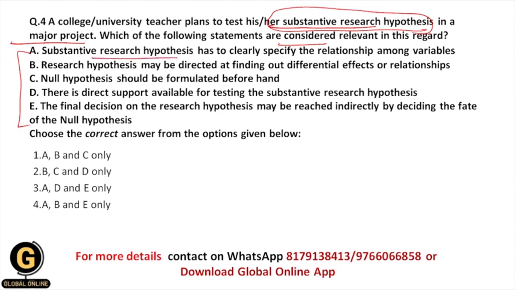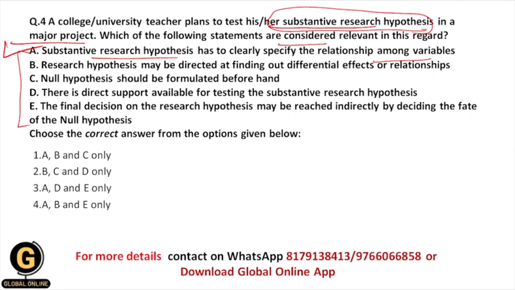Substantive research hypothesis has to clearly specify the relationship among variables. Whenever we formulate the substantive research hypothesis, it should clearly specify the relationship among the variables under study, and this statement is correct, because whenever we know the exact relationship among the variables, then obviously our research hypothesis will be more clear, and it will help us to specifically test it.